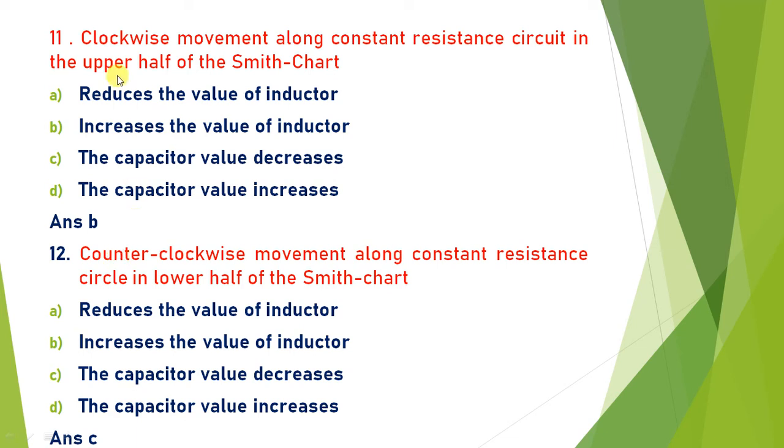Now it's the same question but in the reverse direction. In place of clockwise, here counterclockwise movement is given, and we are moving towards the lower half of the Smith chart. So definitely the value of the capacitor increases. If you move in the clockwise direction, the capacitor value increases, and for the anti-clockwise direction, the capacitor value decreases. So the answer is C.